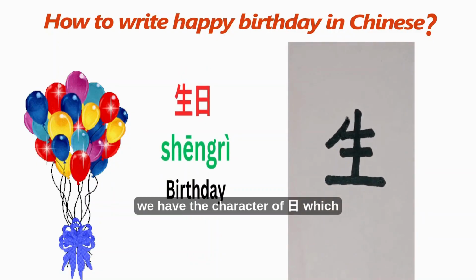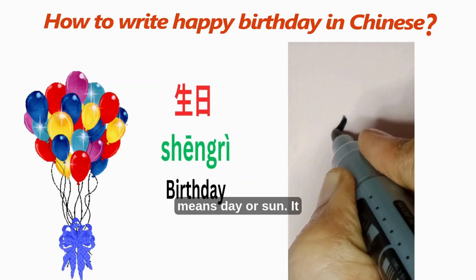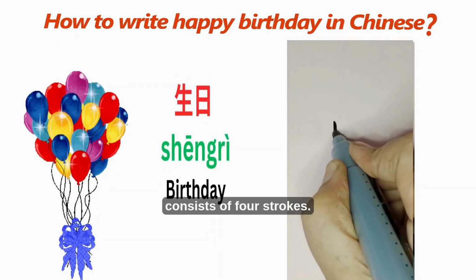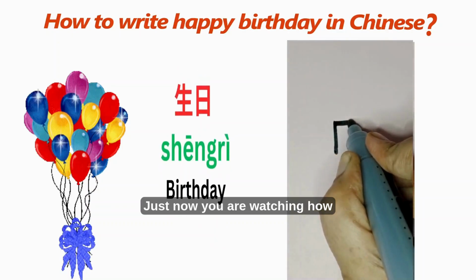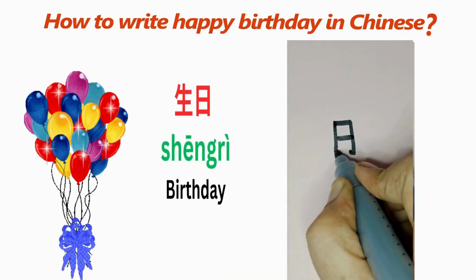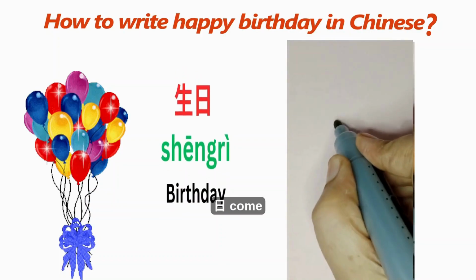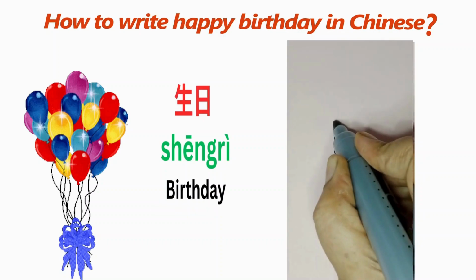Next, we have the character Ri, which means day or sun. It consists of four strokes. Just now, you watched how to draw the character Ri. When these two characters, Sheng and Ri, come together, it means birthday.